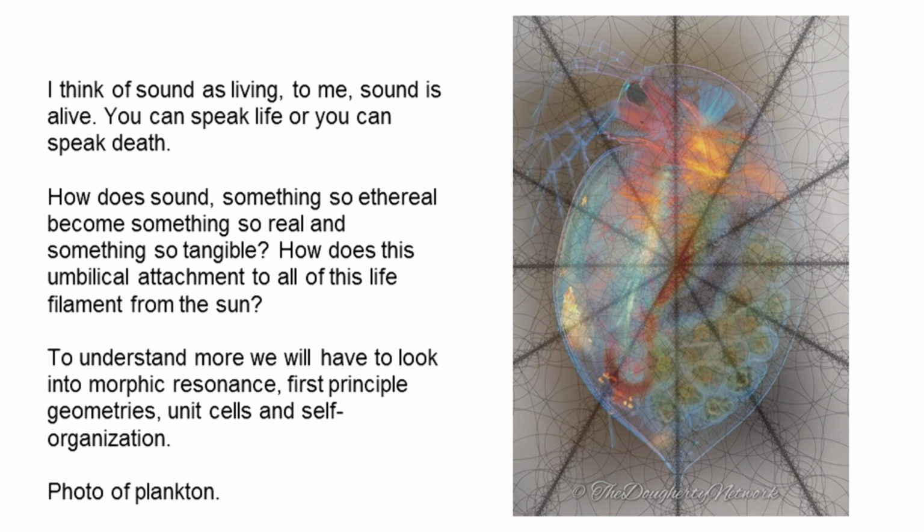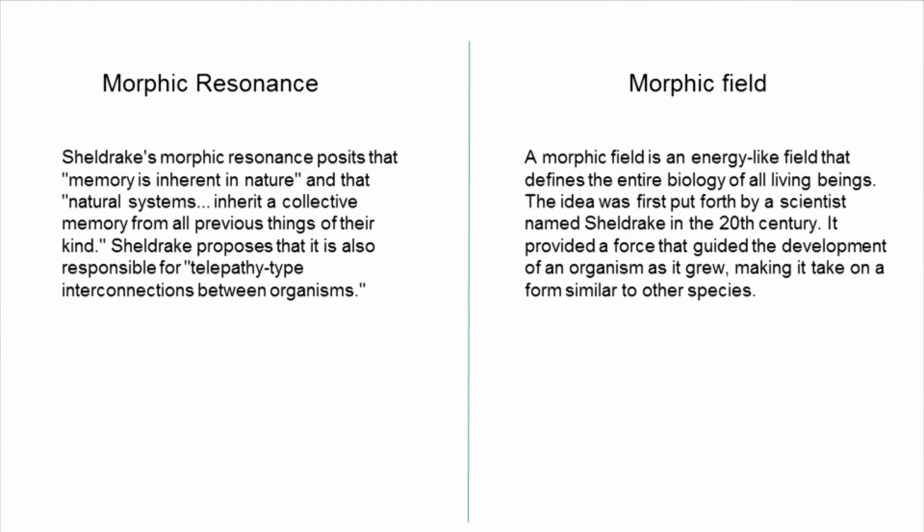To understand more, we have to look into morphic resonance, first principle geometries, and unit cell and self-organization. This is a photo of plankton and the Dougherty network. Morphic resonance. Sheldrake's morphic resonance posits that memory is inherent in nature, and that natural systems inherit a collective memory from all previous things of their kind. Sheldrake proposes that it is also responsible for telepathy-type interconnections between organisms.